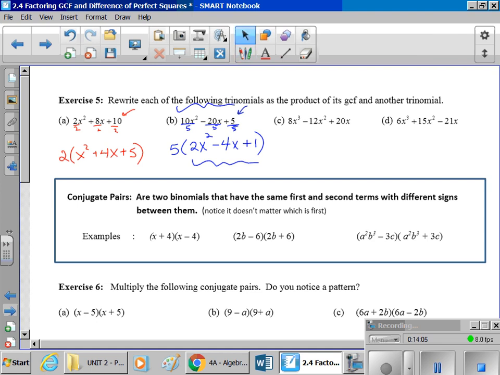So now we move to C. And in C, we can see, the pun. All right, in C, we can see that we have an x cubed, an x squared, and an x. So here, if I look at the 8, can I take an 8 out? Does 8 go into 12 and into 20? No. So the next largest factor of 8 is 4. And 4 does go into 12 and 20. So we're going to take out a 4 and an x. When I do that, I'm left with 2x squared minus 3x plus 5.